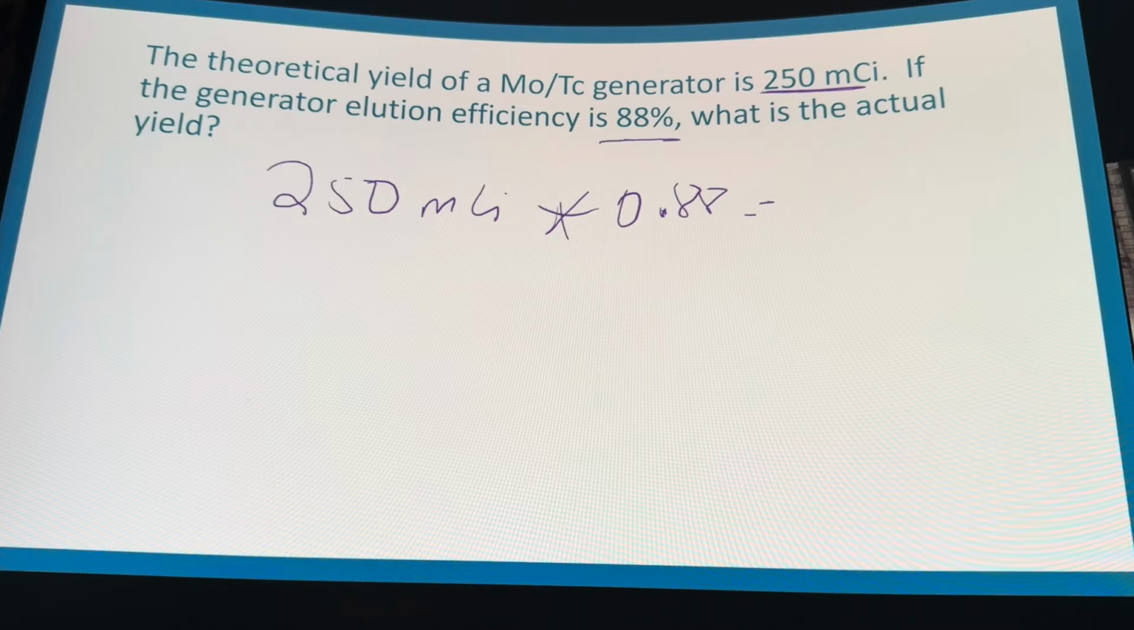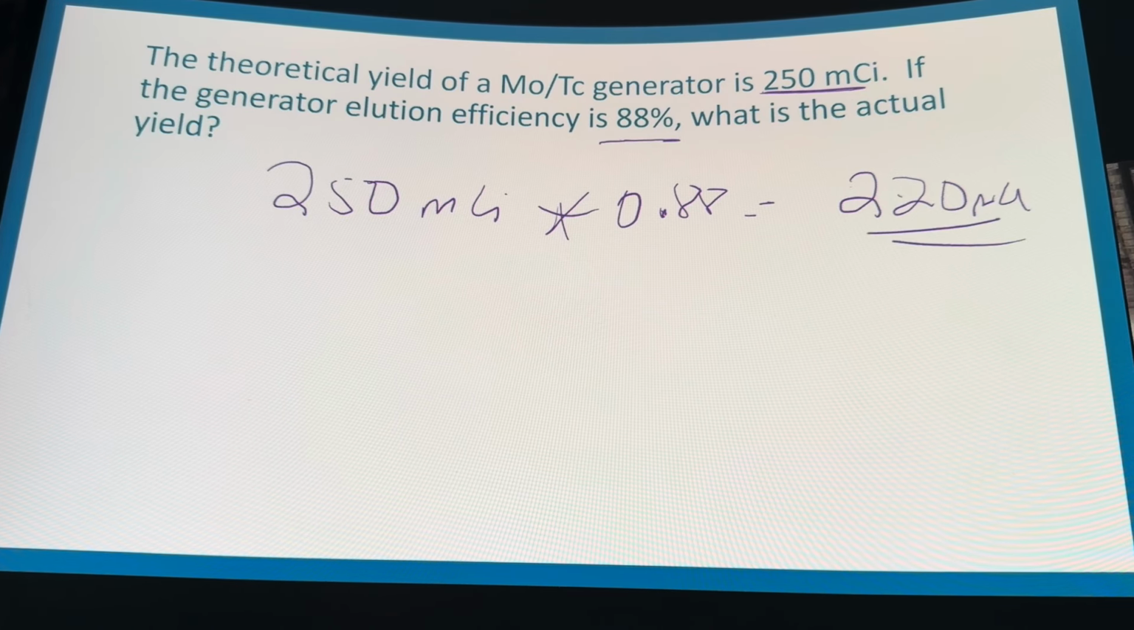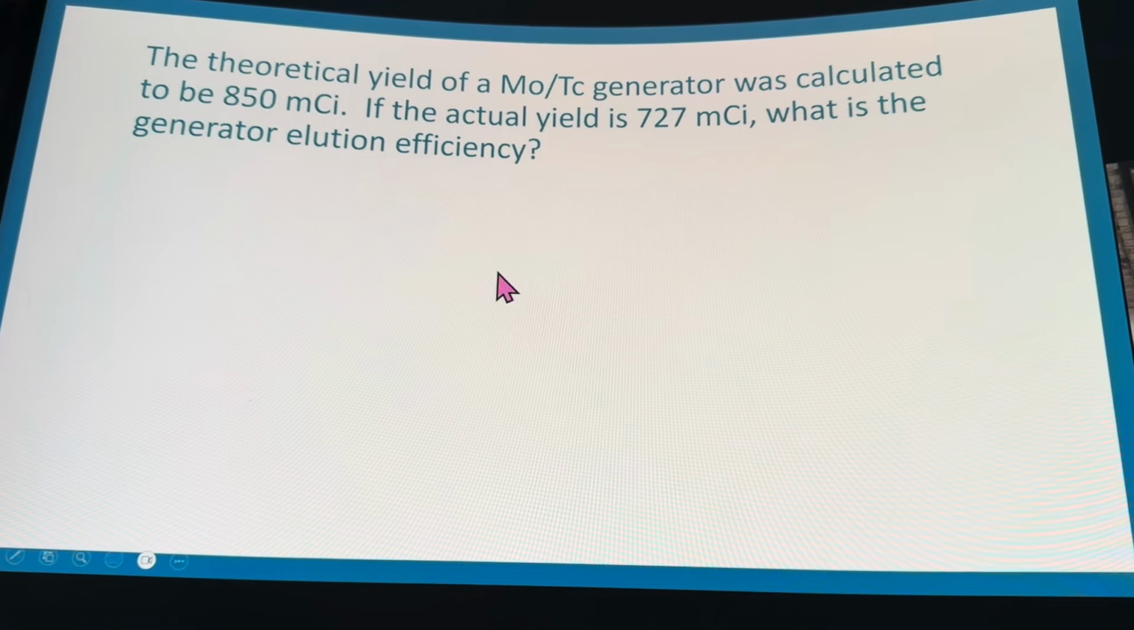You're going to get less activity out than what you think is in there. So if you divide it and you get a higher answer, you know you did it wrong. You know your answer is going to go down. 250 times 0.88 is 220 millicuries actual yield.